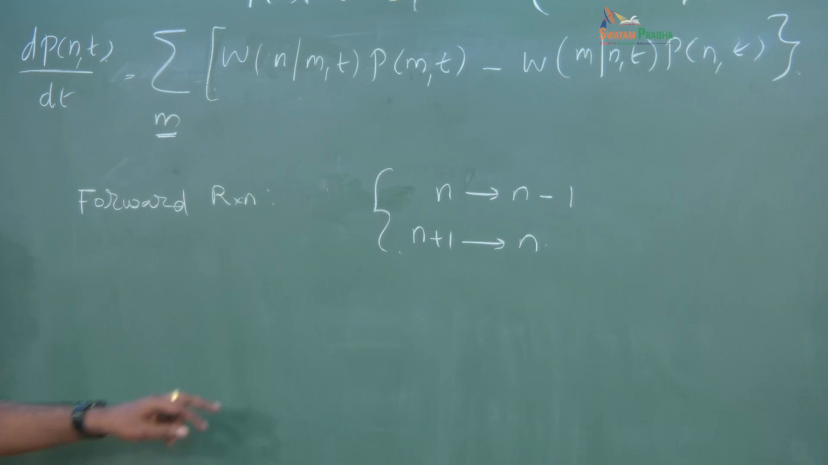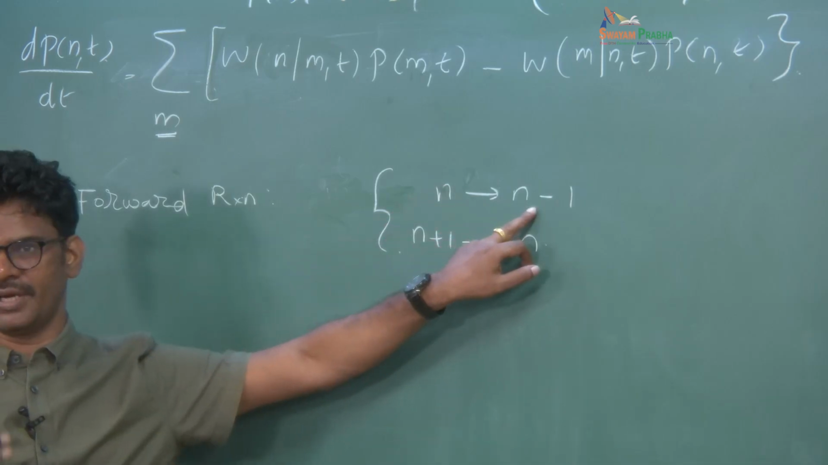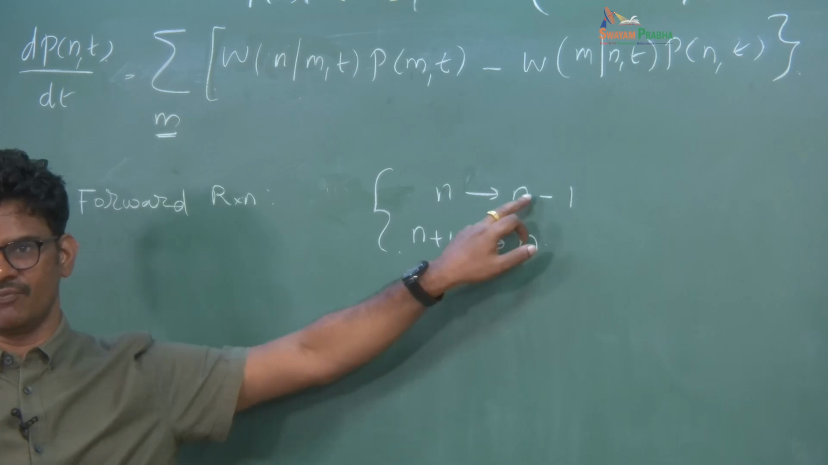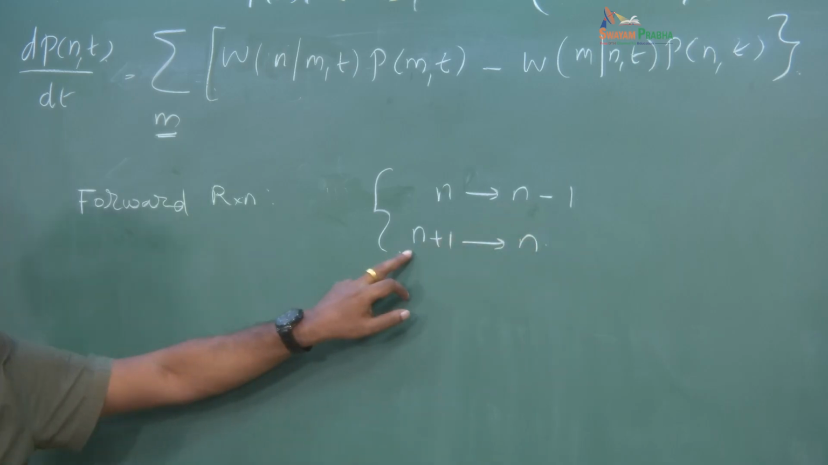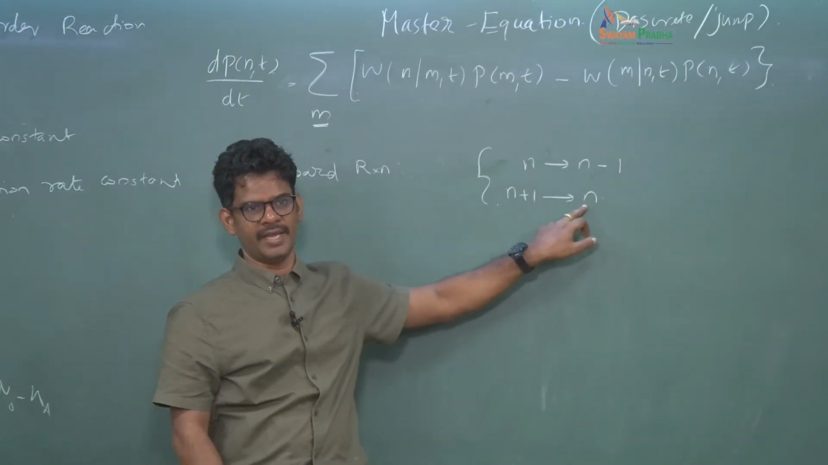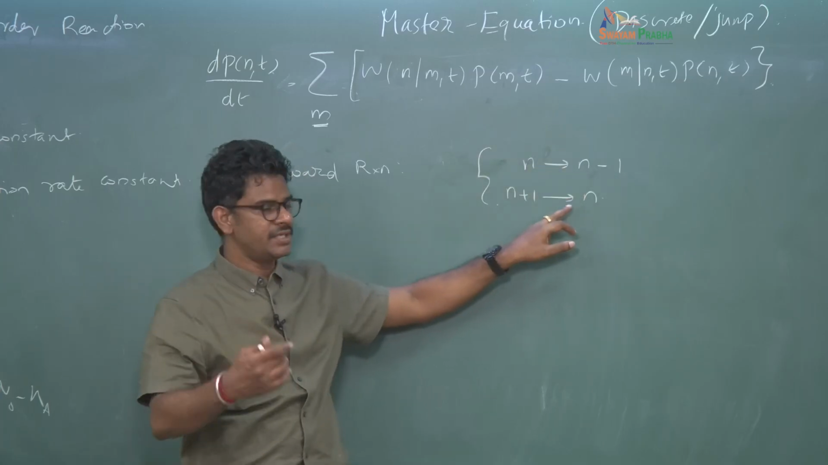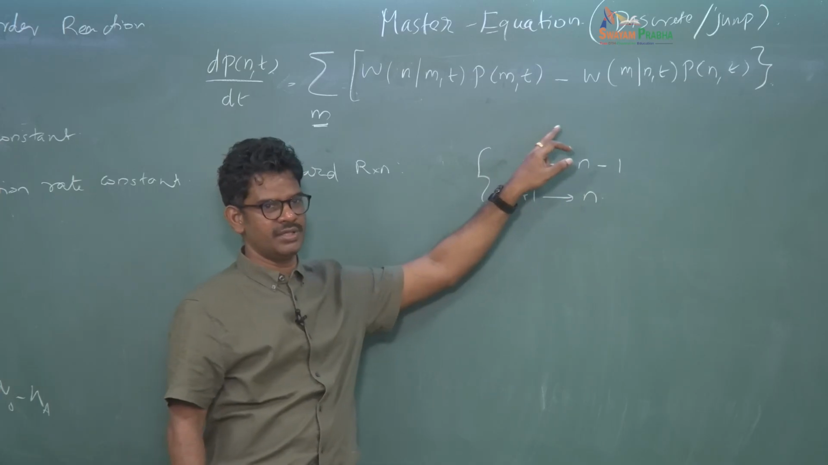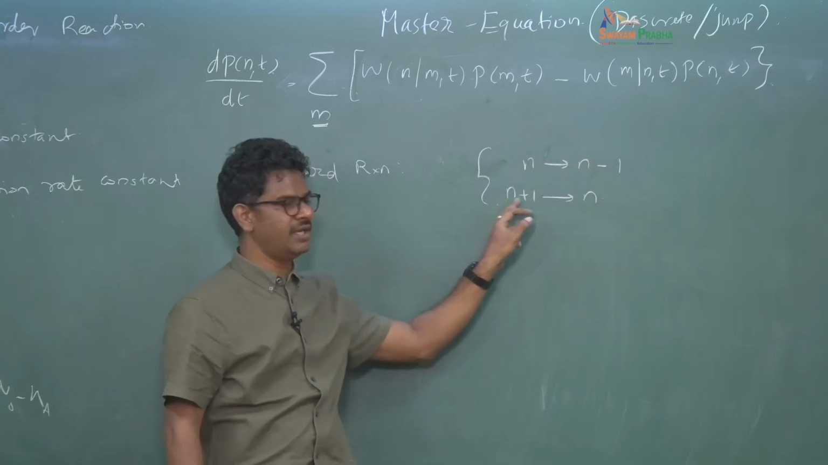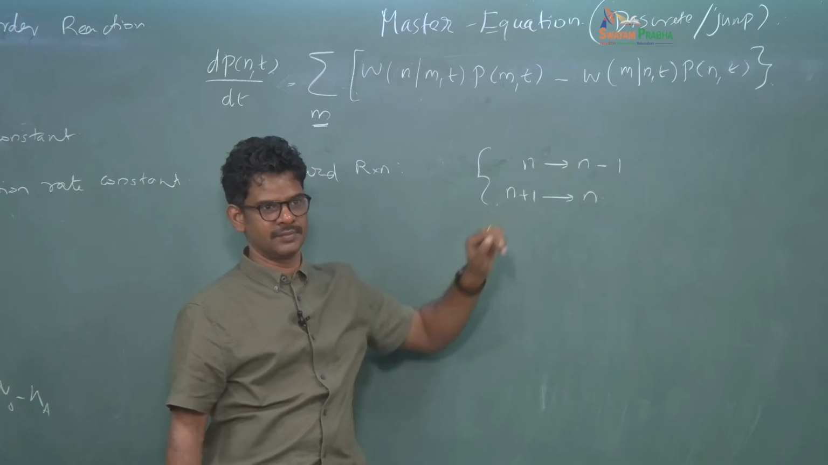If there are n molecules at time t, any forward reaction can take this molecules to n minus 1. Okay, this is one possible M value. Or if the current state is at n plus 1, one forward reaction can take it to M also. Okay, so these are the processes that will change state n. N can be destroyed or it can be created. This is only by the forward reaction alone.